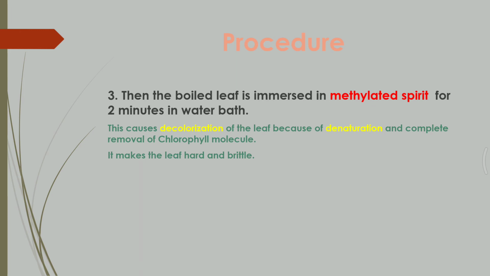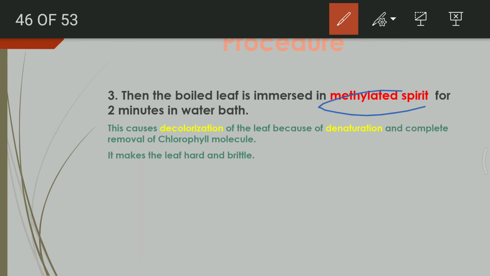Or you can say that yes, it is made up of enzyme, and as such, any biological substance or biological enzyme loses its activity if we place it in a very high temperature for a prolonged period of time. So that is what happens here. Chlorophyll is completely removed from the leaf by boiling it in methylated spirit. Other than that, we see that the leaf becomes very hard and brittle by boiling it in alcohol.